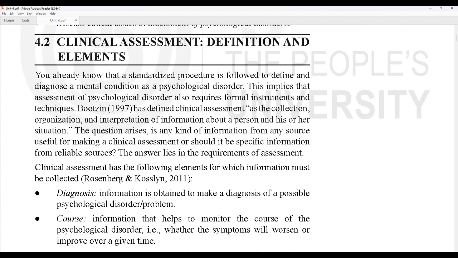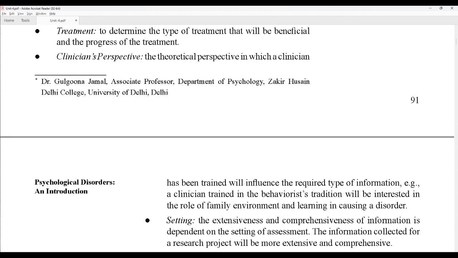Rosenberg and Koslin, 2011. Diagnosis. Information is obtained to make a diagnosis of a possible psychological disorder or problem. Course. Information that helps to monitor the course of the psychological disorder, i.e., whether the symptoms will worsen or improve over a given time. Treatment. To determine the type of treatment that will be beneficial and the progress of the treatment.